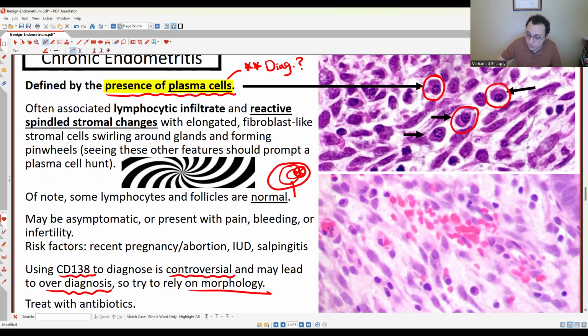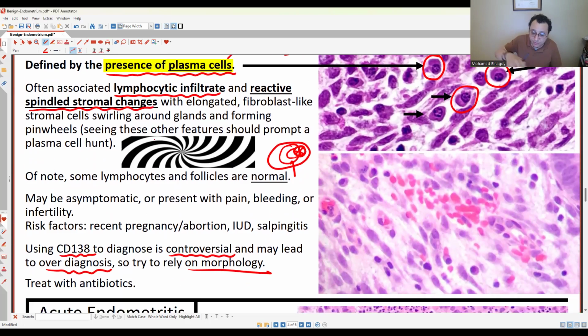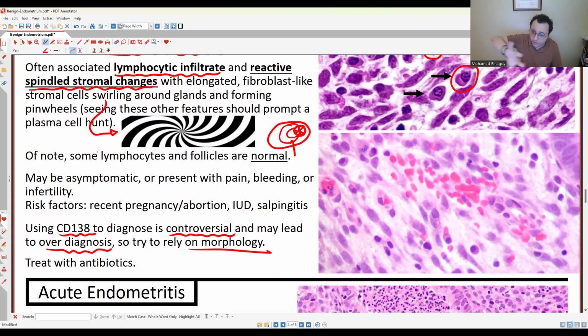There's plasma cells, of course, chronic inflammation. This means that you will have lymphocytes. You might have some reactive spindle cells in the stroma, and sometimes they are swirling around these plasma cells, making a swirling pattern. Not important. The most important thing is making sure that you identify plasma cells.